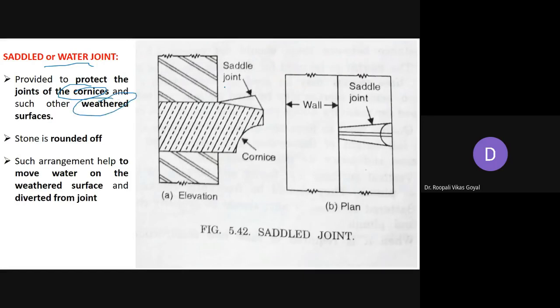So here such kind of saddle joint can be provided. Generally the stone is rounded off, and such an arrangement will help to move the water on the weathered surface and divert it from the joint. So the water will be diverted from the joint and it will fall away from that particular joint. That will save it from the water, and it will help to divert the flow to the weathered surface.